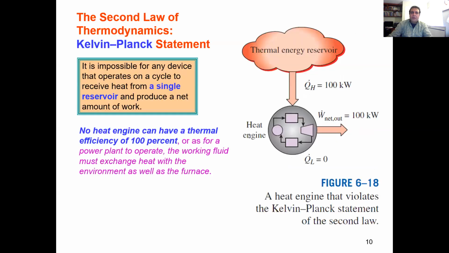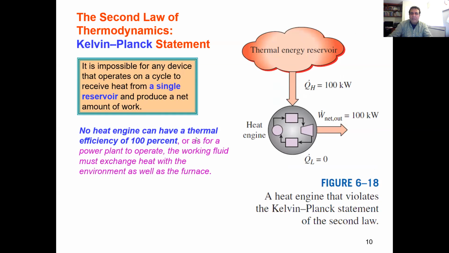All right, so we go to the next one, which is the second law of thermodynamics. They call it the Kelvin or Planck statement. It is impossible for any device that operates on a cycle to receive heat from a single reservoir and produce a net amount of work. So you need to have two reservoirs. That's what they're trying to say here.